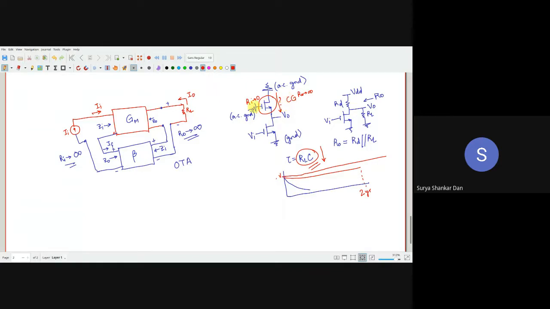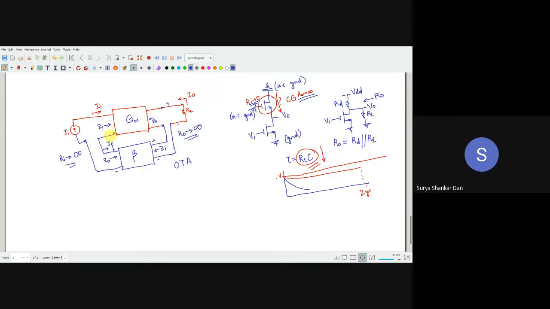In fact, in many textbooks you will find that they remove all this clutter and just draw a current source here. But how do you implement this current source? Either you use current mirrors, or else you can use the configuration which I had just shown, that means the CG configuration. Because in the CG configuration, look, RO is infinity, RI is zero, which is exactly matching the configuration of, what? I also told you, a current amplifier.